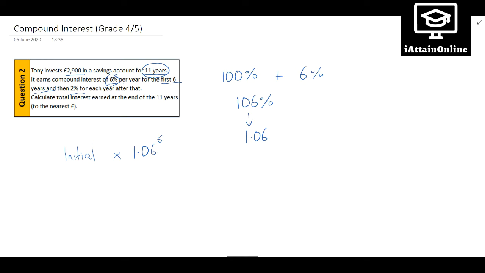After that, we need to multiply it by the 2% for the remaining years that money is in the account. Because we had 11 years in total, and the first 6 have an interest rate of 6%, the difference between 11 and 6 is how many more years that money is in that account.